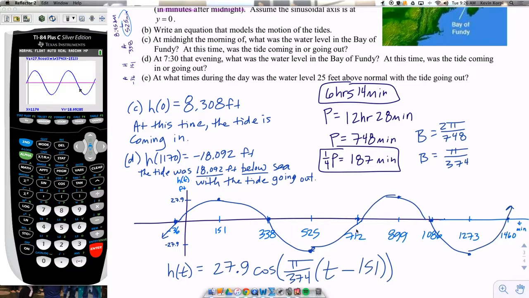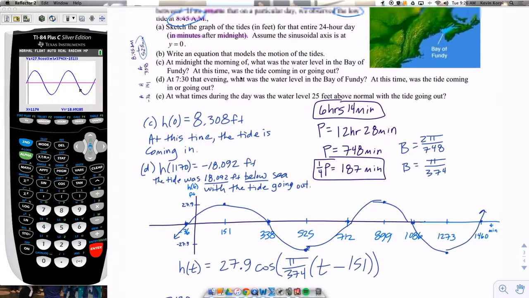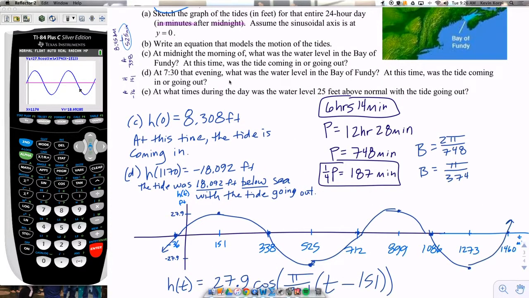So give you a t-value, you can graph it, plug it in, trace, whatever. The other type of problem is when I give you the y-value. So let's read part E. At what times during the day was the water level 25 feet above normal with the tide going out?